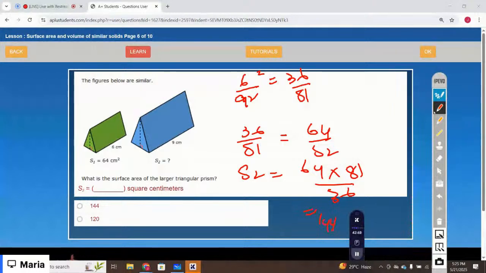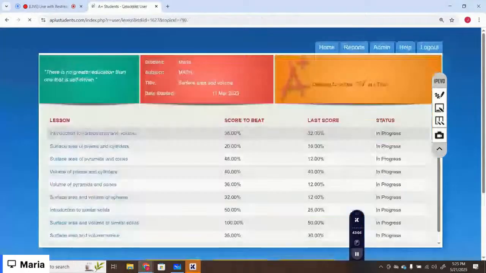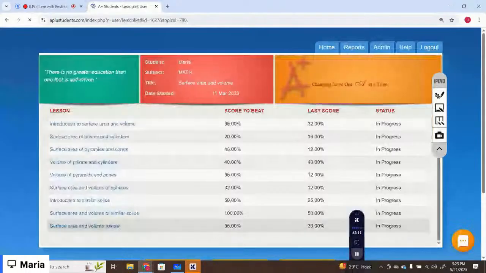Okay, you can complete the lesson by yourself. Then today, just move to the next lesson. The next lesson is the last lesson of the chapter. That is surface area and volume B.